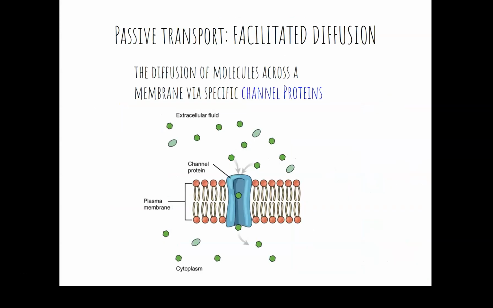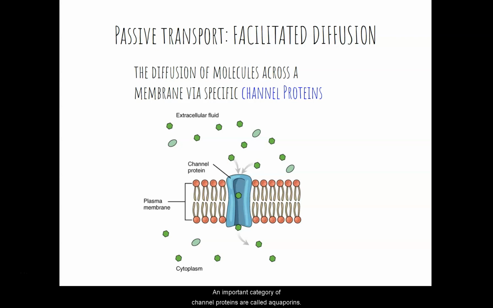All right. Now, the second mode of passive transport is called facilitated diffusion. This is when you have an escort. So you're not just diffusing straight through the plasma membrane, but you are being helped across the membrane with a protein called a channel protein. And channel proteins are specific to the compound that they are facilitating.